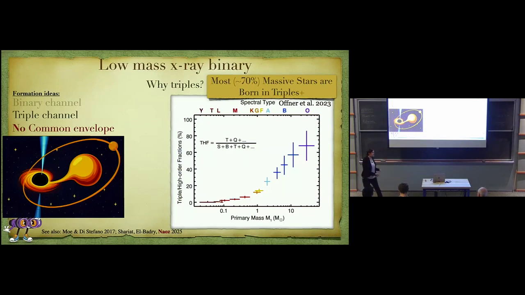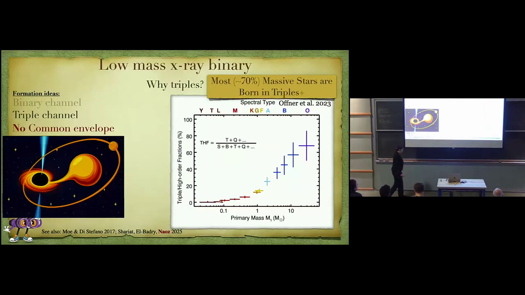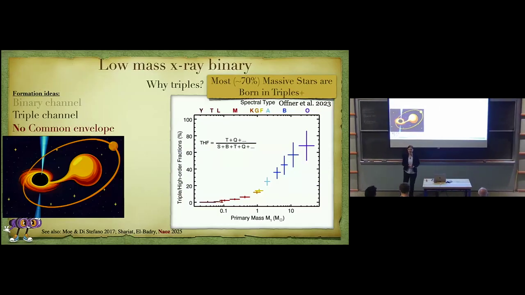So here is the triple fraction as a function of the primary mass. This is a paper by Offner et al. And we can see here the massive stars, most of them are in triple configuration. So we have to consider it, whether we want to or not. All right, so now let's think about what the triple does for us, if anything.